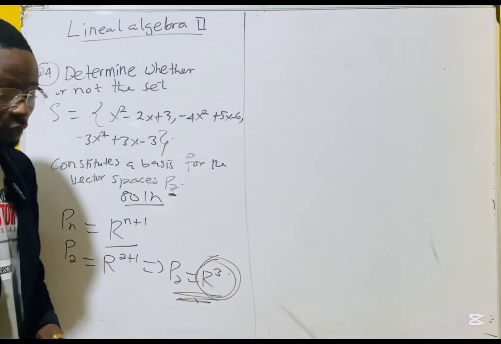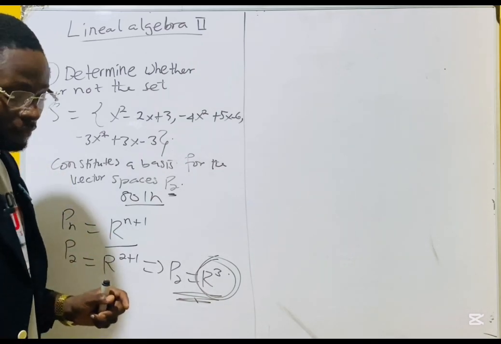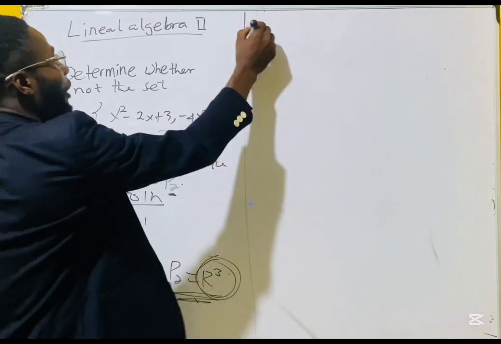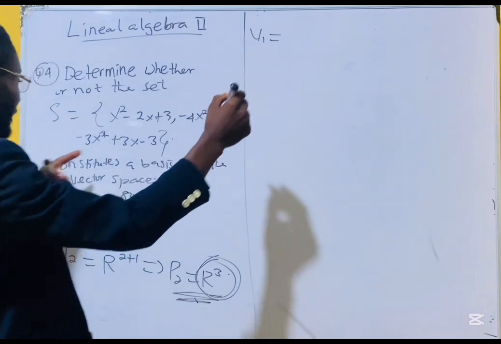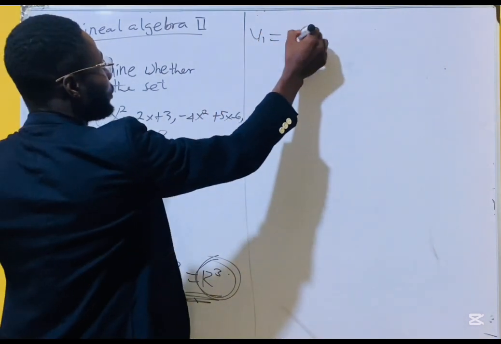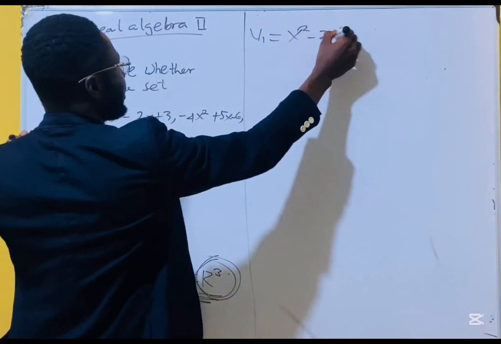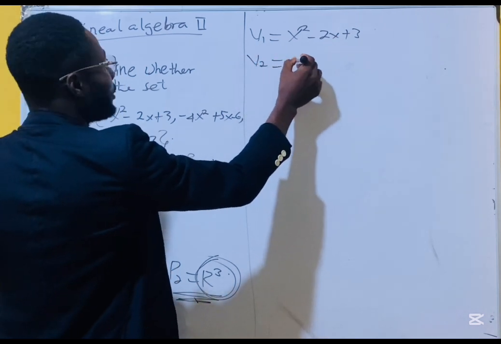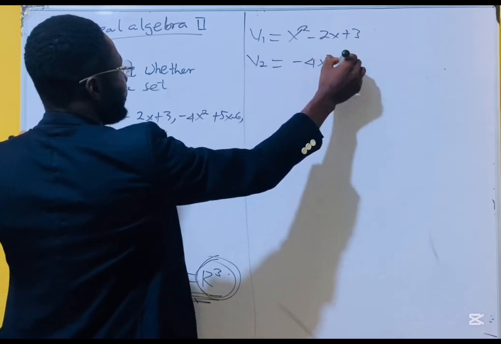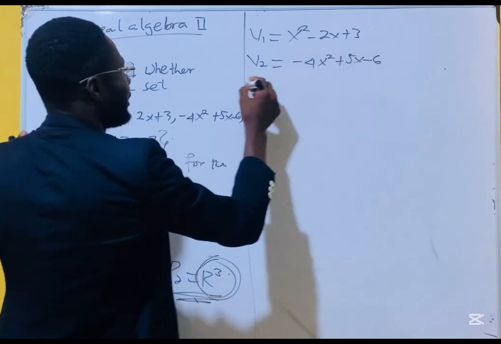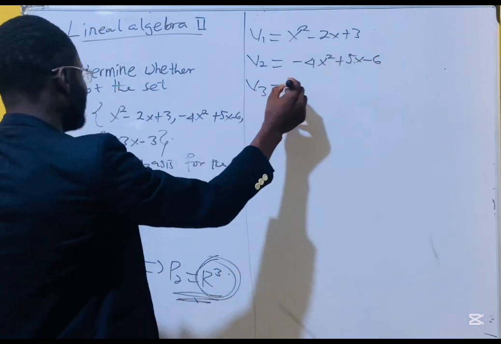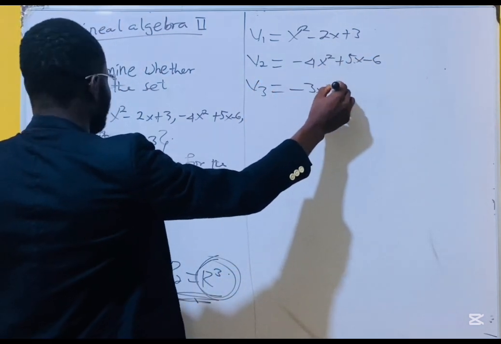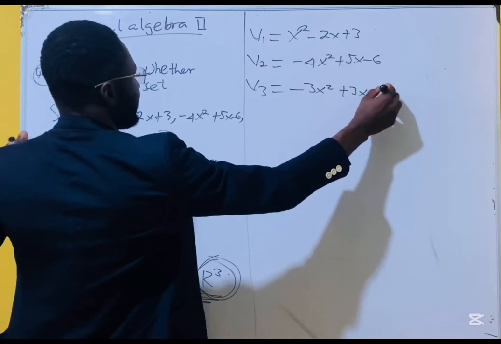R3, right? So first of all, V1 should be equal to what? The first quadratic equation, right? So that is x squared minus 2x plus 3. And V2 should be equal to what? Minus 4x squared plus 5x minus 6. And V3 should be equal to what? Minus 3x squared plus 3x minus 3.